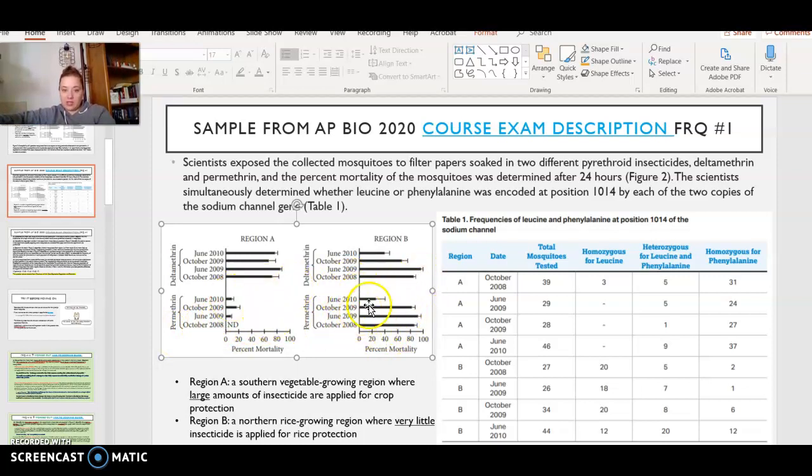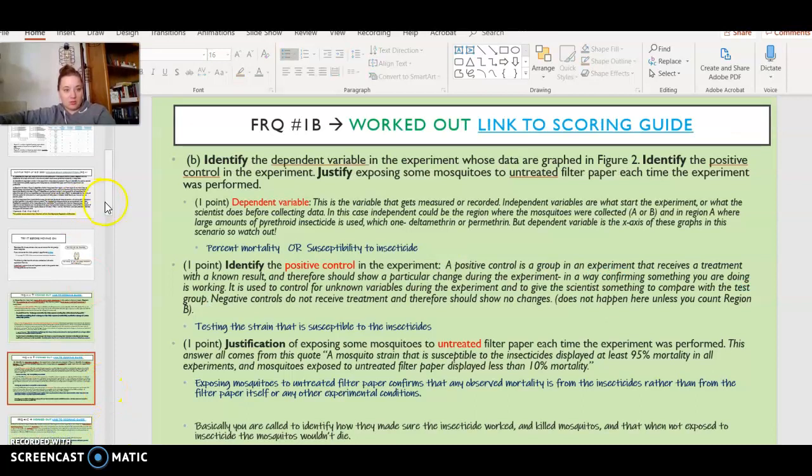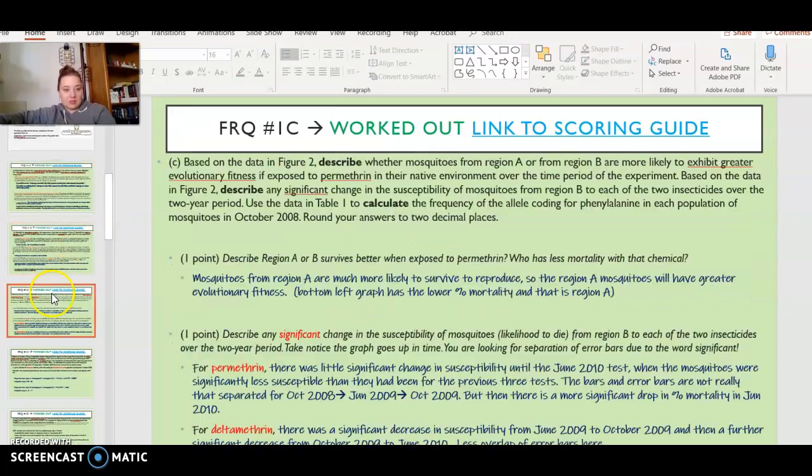Lots of mortality here in region B because they're not used to the insecticide. We don't normally treat there. Here in region A, where we are often treating with large amounts, we are seeing less death of mosquitoes. Okay, so it's region A. I feel like that's a Bozeman kind of statement. Mosquitoes from region A are much more likely to survive and reproduce, so region A mosquitoes have greater evolutionary fitness, bottom left of the graph.